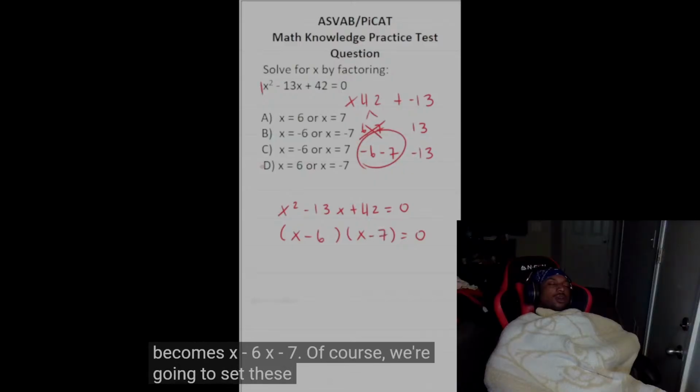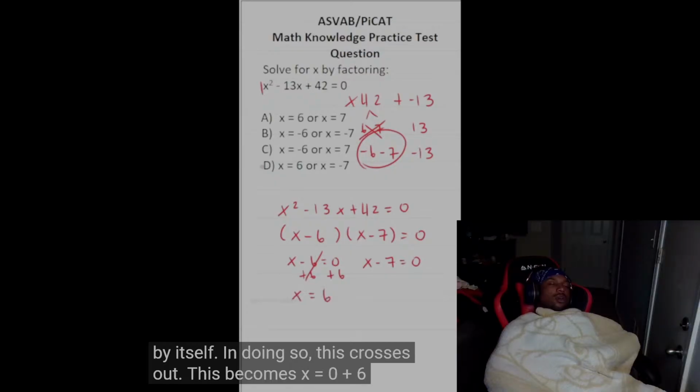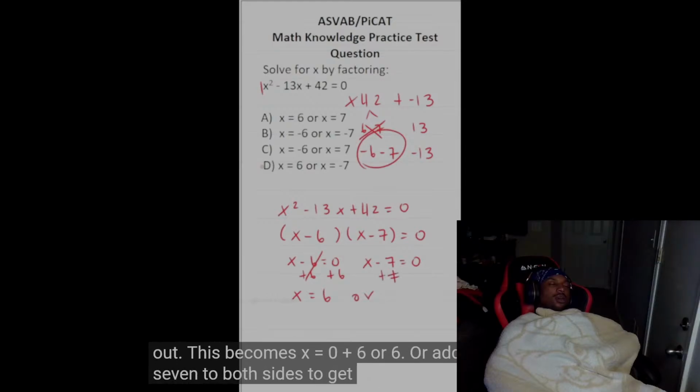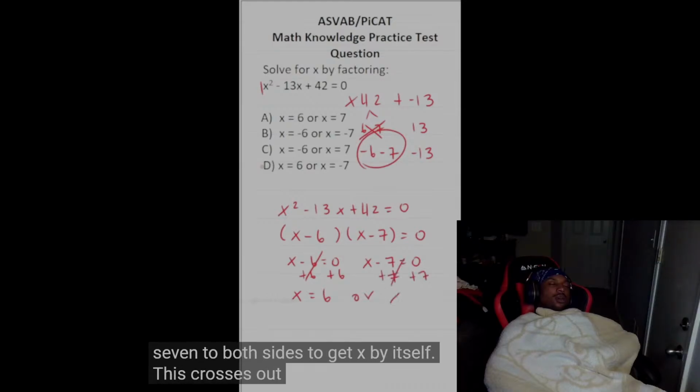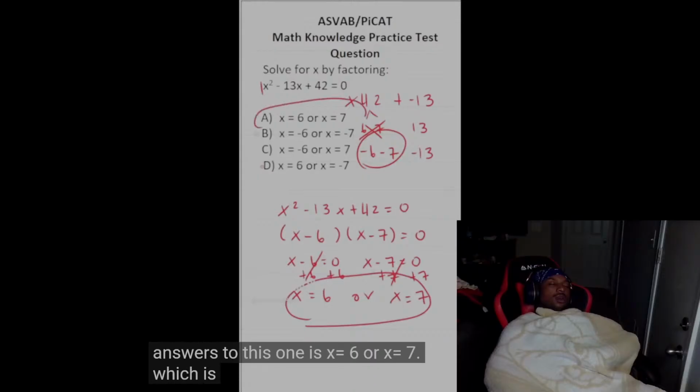Of course, we're going to set these each equal to 0 independently to solve it. It becomes x minus 6 equals 0 and x minus 7 equals 0. These are one-step equations. Add 6 to both sides to get x by itself. In doing so, this crosses out. This becomes x equals 0 plus 6, or 6. Or add 7 to both sides to get x by itself. This crosses out. x equals 0 plus 7, or 7. So the answer to this one is x equals 6 or x equals 7, which is answer choice A, of course.